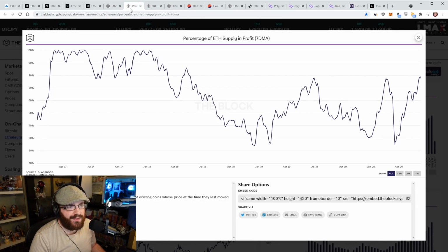So the percentage of ETH supply in profit. This is similar to the Knuckle metric, which, I guess, the Knuckle goes further than this and shows by how much these addresses are in profit.